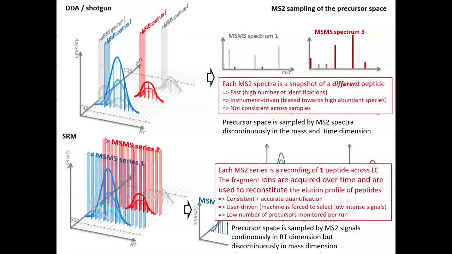And so this can be consistent and can lead to accurate quantification, and it's entirely user-driven because the machine is forced to select the low-intense signals if you ask it to, but the problem is that we have a low number of precursors monitored per run. So this is kind of a revision now.